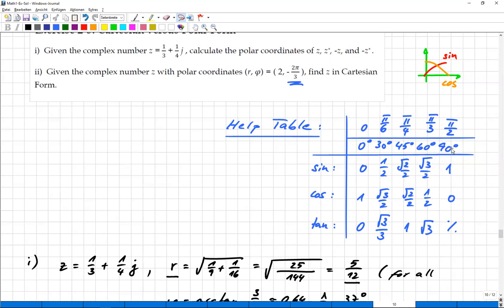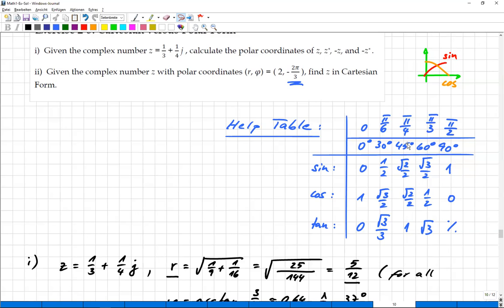This degree notation, you can do it, but you should also know how to get from here to there. You know that the number pi refers to 180 degrees, the straight angle. So that means if I take pi third, I must take 180 divided by 3, and this results in 60 degrees. That's not really hard to change from here to there.